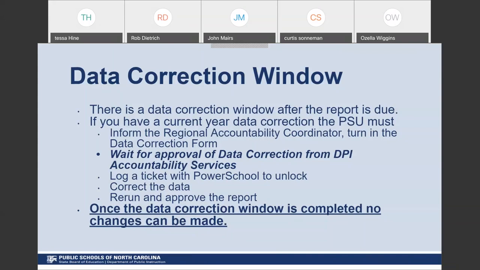Please remember, you've heard Tessa, Curtis, and myself jumping in here. Please remember that this is still a collaboration, and we really need for this process to be followed. If there is a data correction, the PSU needs to inform the regional accountability coordinator, turn in the data correction form, then wait for approval of data correction from DPI Accountability Services. Once you have that, log a ticket with PowerSchool to unlock and correct the data, rerun and approve the report.